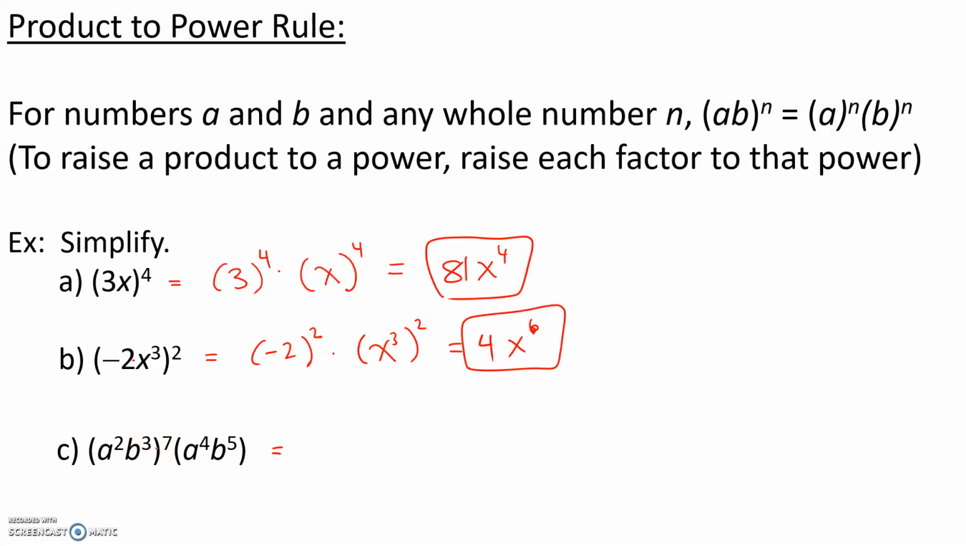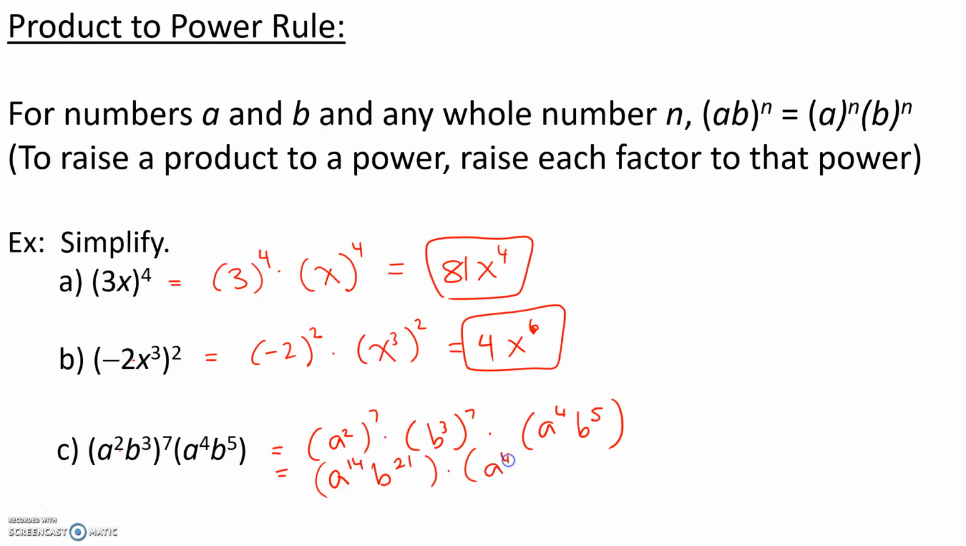The product to power rule states that if you have a product of two terms and that entire quantity is being raised to the 7th power, then we will take each separate factor: a squared to the 7th times b cubed to the 7th, and we still have our a to the 4th b to the 5th. A squared to the 7th power, we're taking a power to another power. You multiply the powers, and get a to the 14th. B cubed to the 7th power, we take 3 times 7, which is b to the 21st, and that is still being multiplied by a to the 4th b to the 5th.